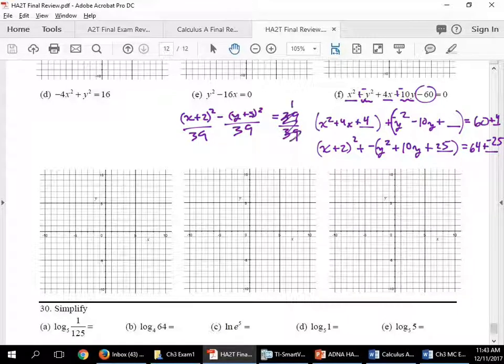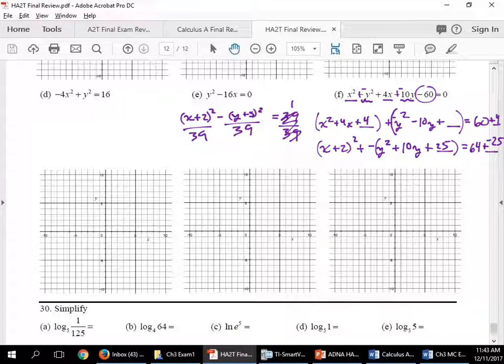Now this just equals 1. It's stinky because these are not perfect squares right here. But they are the same numbers. So is this an ellipse, a hyperbola, a parabola, a circle? It's a hyperbola. I would almost say it's a circle because the denominators are the same, but because we have this minus right here, not a circle.